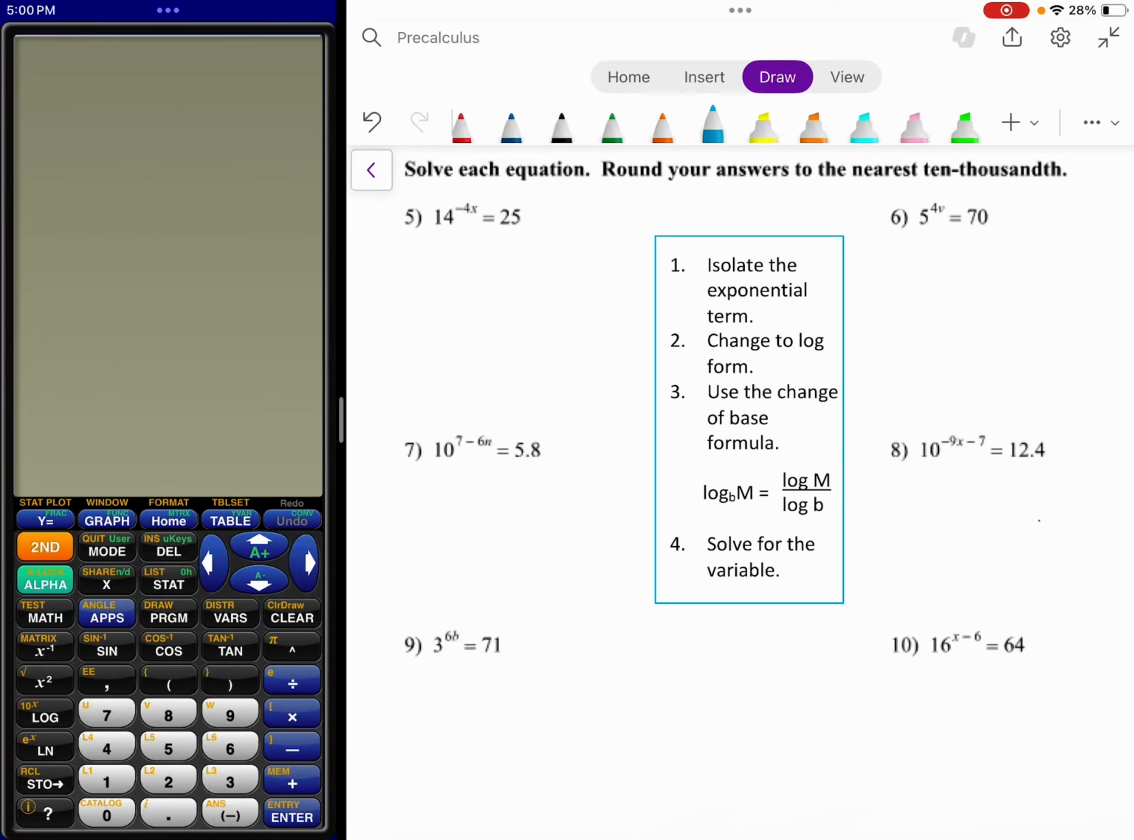We are continuing with our 5.4 quiz review. We're on to the next section, which is questions 5 to 10. They look very similar to the ones, questions 1 through 4. However, in most of these, they cannot be written as the same base. So in those cases, here's the steps right here in the middle.